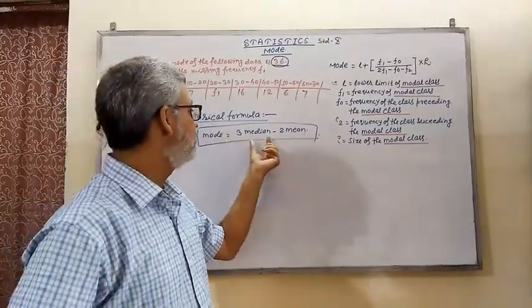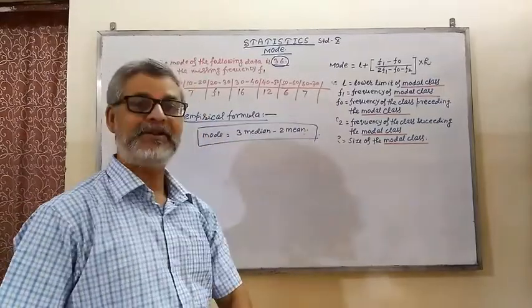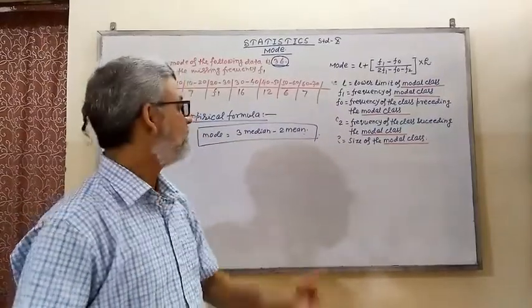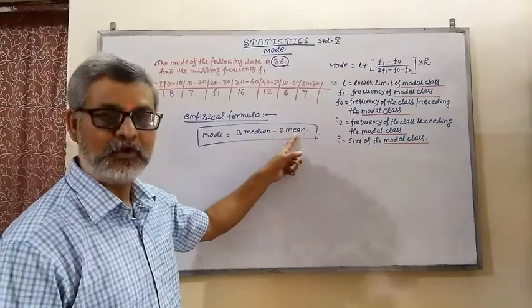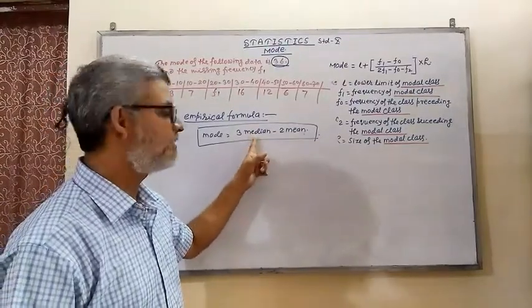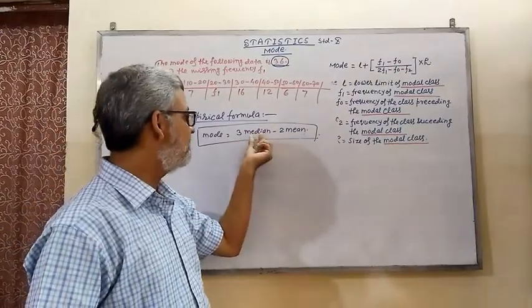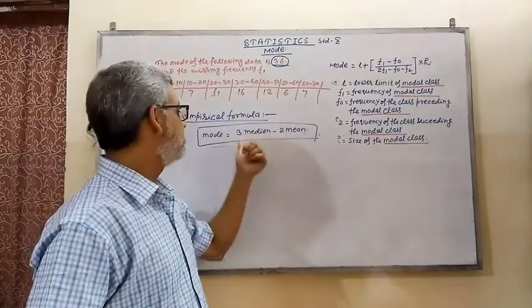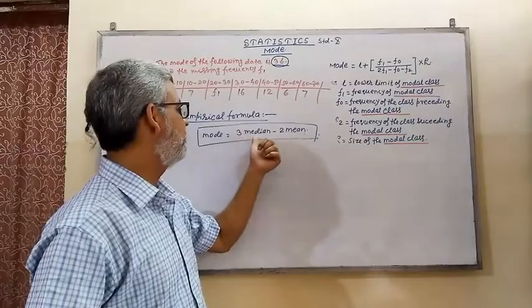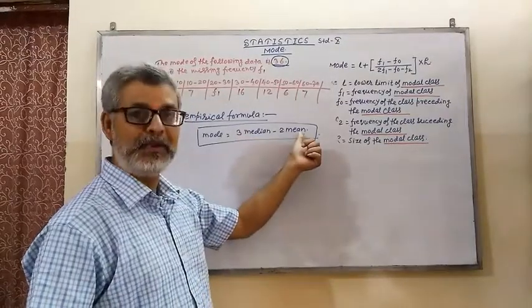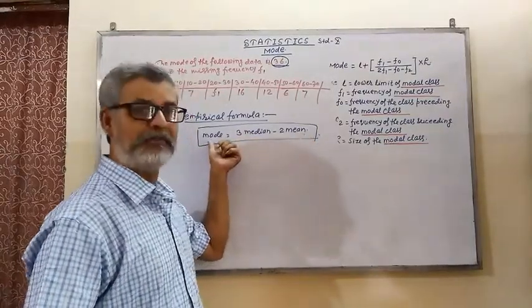How can you use this formula? Class intervals are given, frequencies are given. How to find the mean, you already know. How to find the median, you already know. Find the values of the mean and median, and then substitute them in this formula, 3 into median minus 2 into mean, and you will get the mode.